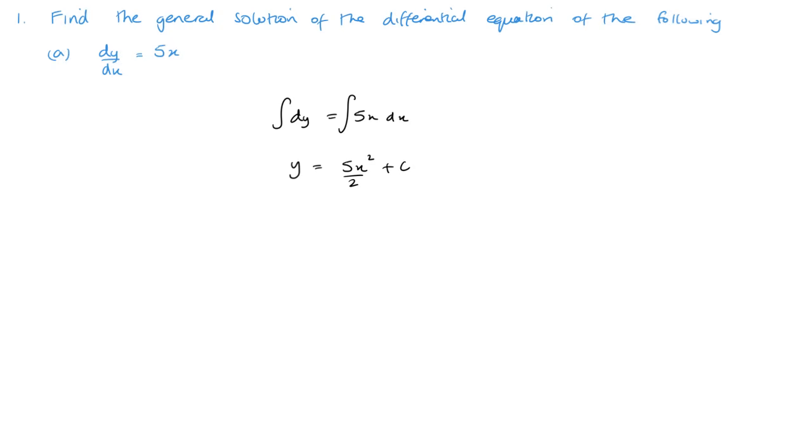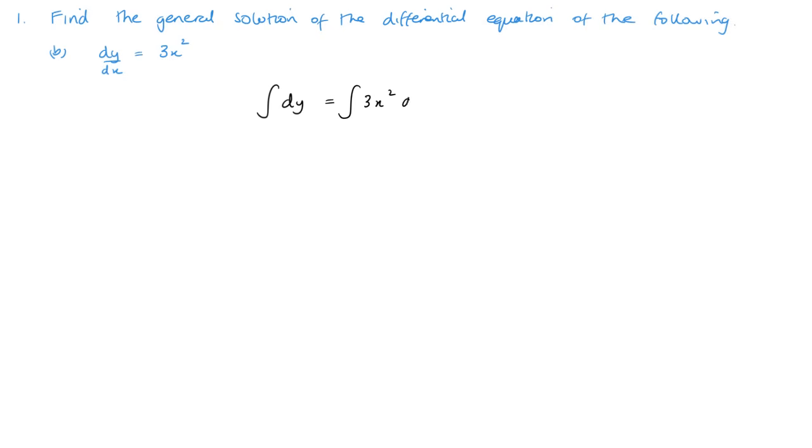Let's look at b. So dy will stay on the left, and then we have 3x squared dx on the right. So this is giving me y equals 3x cubed over 3 plus c, which is y equals x cubed plus c. And that is then the general solution of that differential equation.